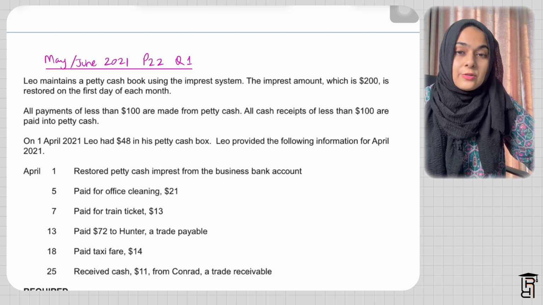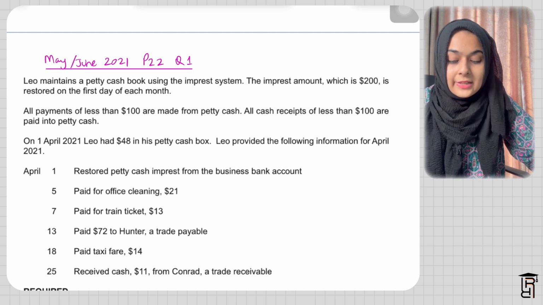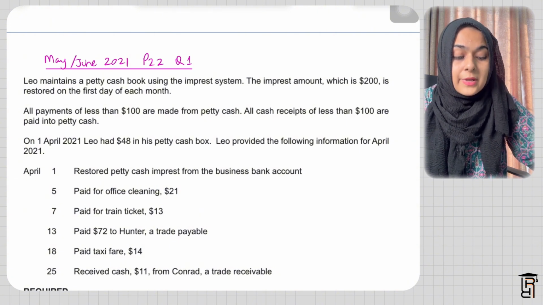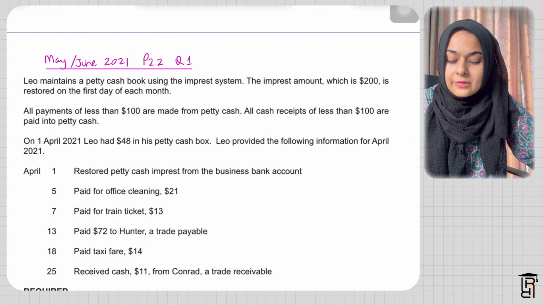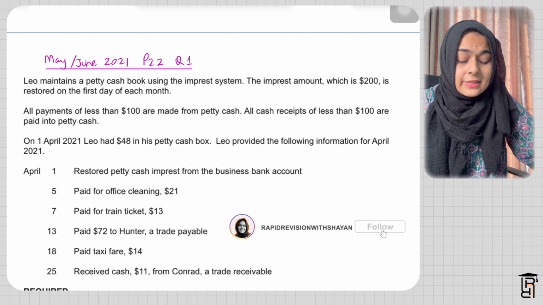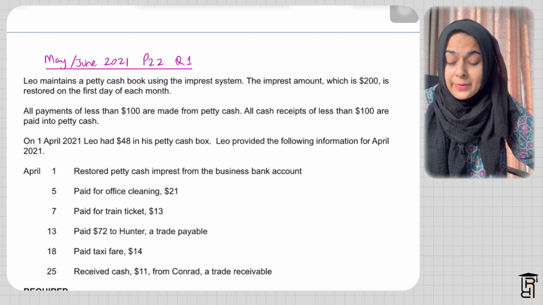Today we are going to solve another question from Petty Cash Books. This question says, Leo maintains a petty cash book using the imprest system. The imprest amount, which is $200, is restored on the first day of each month. All payments of less than $100 are made from petty cash. All cash receipts of less than $100 are paid into petty cash.